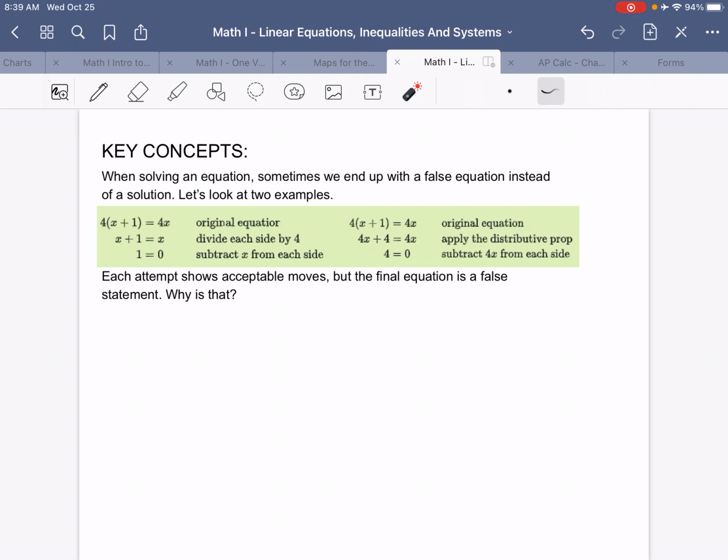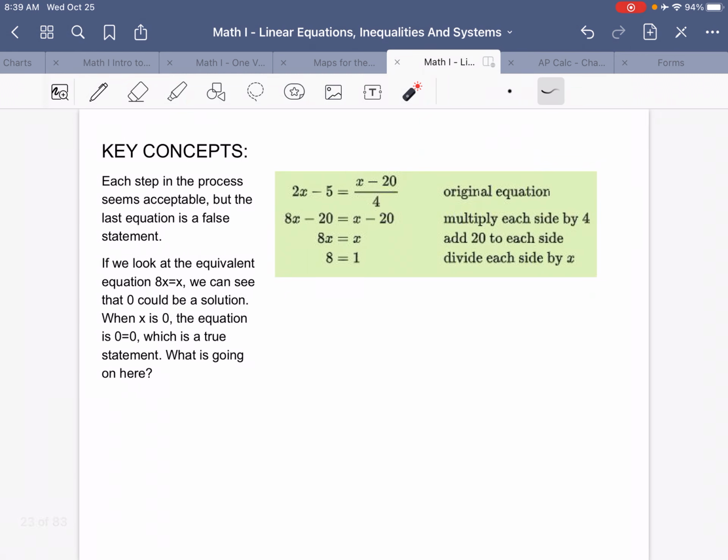The reason for this is because we started off with a false equation. And we can clearly see that right here. This x plus 1 equals x. There is not a single number in existence that if you add 1 to it, it stays the same as the original number. That just doesn't happen. So we started off with a false statement. The original equation was flawed.